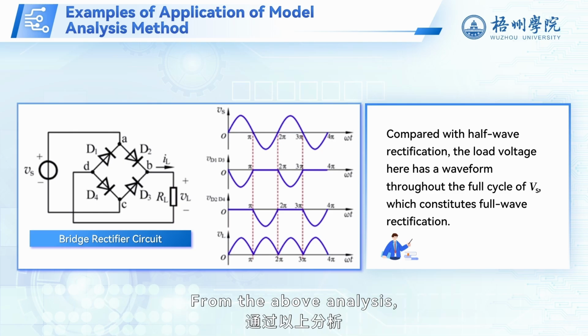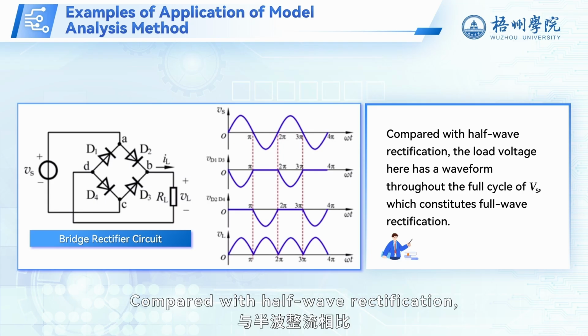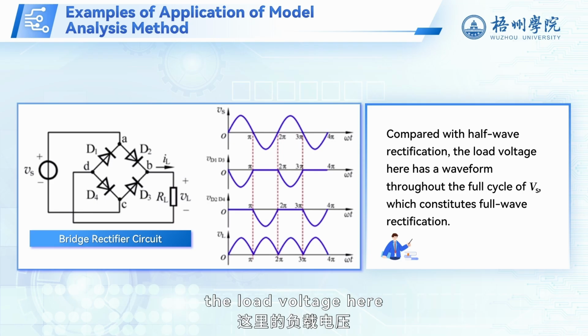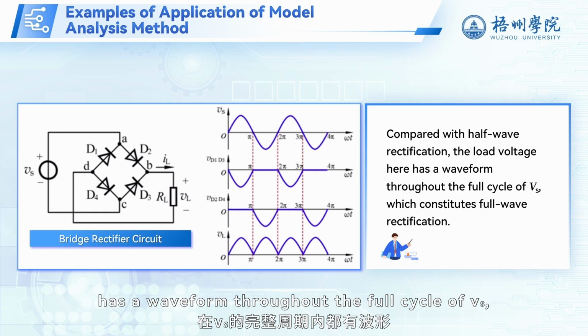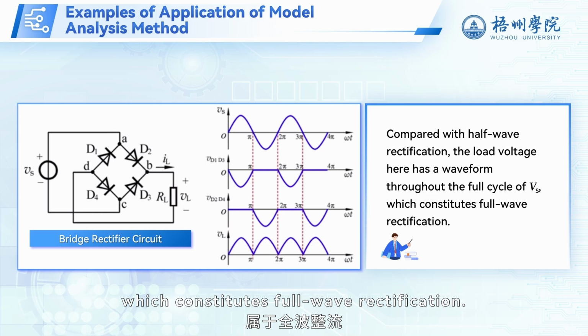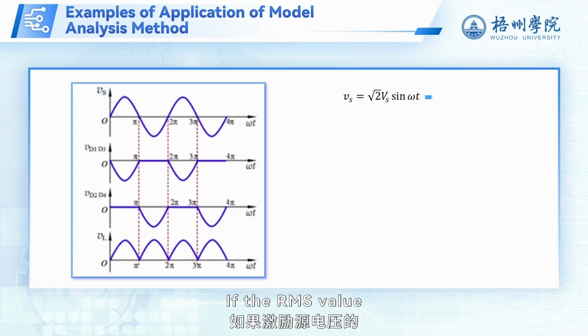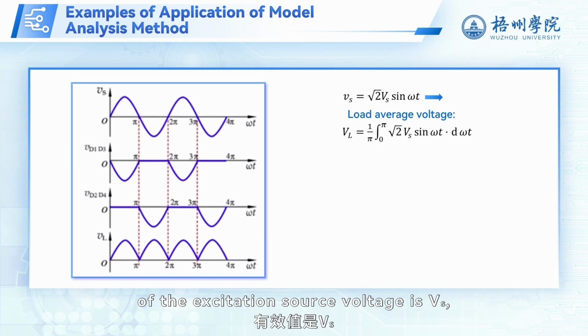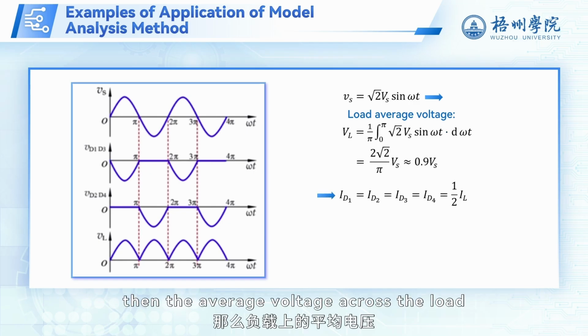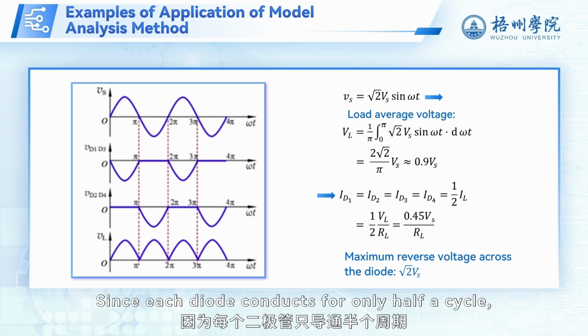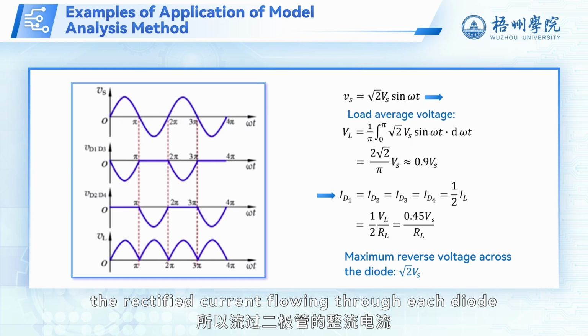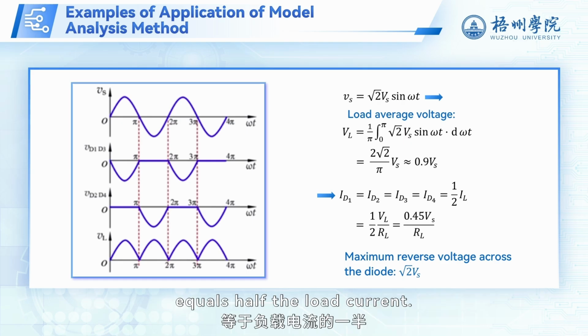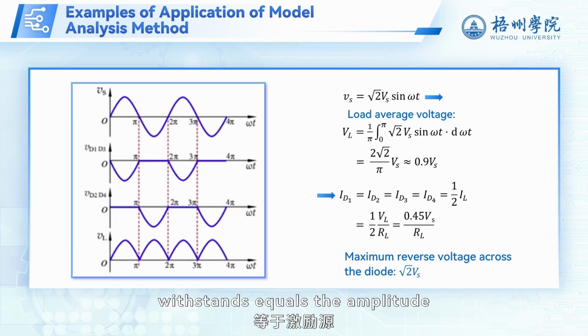From the above analysis, we can obtain the voltage waveforms across the diode and the load. Compared with half-wave rectification, the load voltage here has a waveform throughout the full cycle of Vs, which constitutes full-wave rectification. If the RMS value of the excitation source voltage is Vs, then the average voltage across the load is about 0.9 Vs. Since each diode conducts for only half a cycle, the rectified current flowing through each diode equals half the load current. The maximum reverse voltage a diode withstands equals the amplitude of the excitation source voltage.